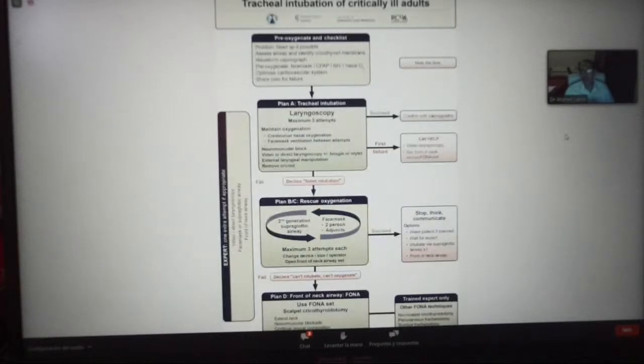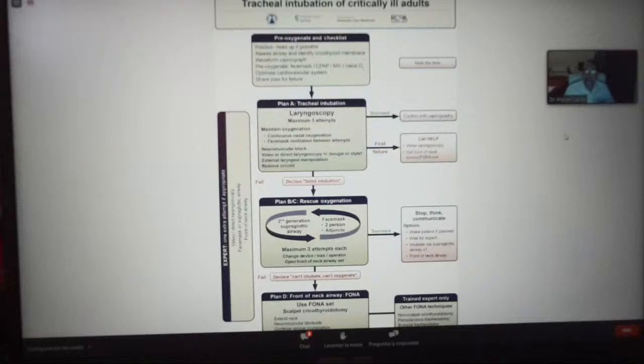So what do we have so far? We have this, which is a very nice piece of work. And remember, this is tracheal intubation for the critically ill. This is not for elective intubation of the surgical patient. And as you see, it's a combination of the Critical Care Society of the UK, the Difficult Airway Society, the FICM, and the Royal College of Anaesthetists.